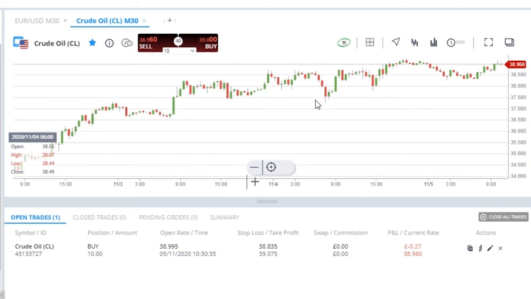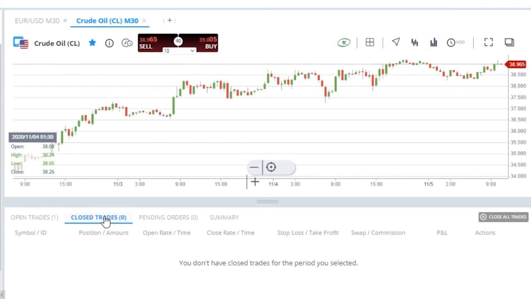Once you open your position, you can always make adjustments and edit it by choosing the Edit Trade option on the right, or close it by clicking on the Close All Trades button. You can also duplicate your trade or use the Hedge Trade option here. You can see the history of your previous trades, if you have any, by clicking on the Closed Trades tab.